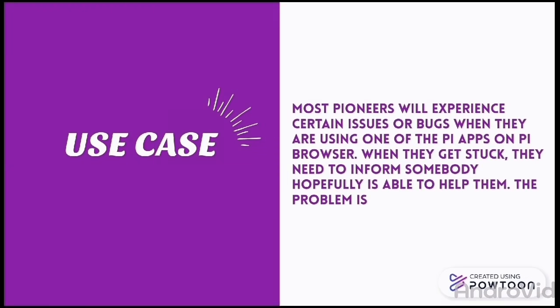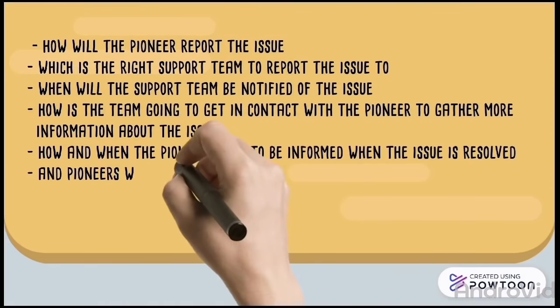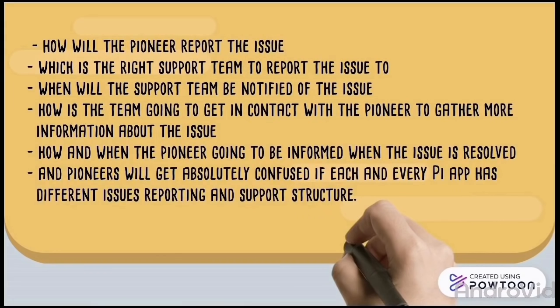Most pioneers will experience certain issues or bugs when they are using one of the Pi apps on Pi browser. When they get stuck, they need to inform somebody who is hopefully able to help them. The problem is, how will the pioneer report the issue? Which is the right support team to report the issue to? When will the support team be notified of the issue? How is the team going to get in contact with the pioneer to gather more information about the issue? How and when is the pioneer going to be informed when the issue is resolved? And pioneers will get absolutely confused if each and every Pi app has different issue reporting and support structures.